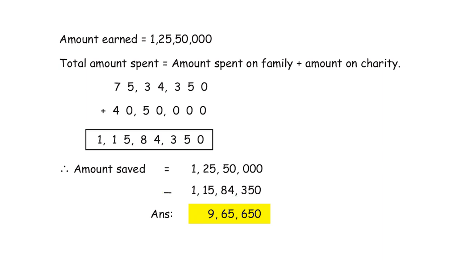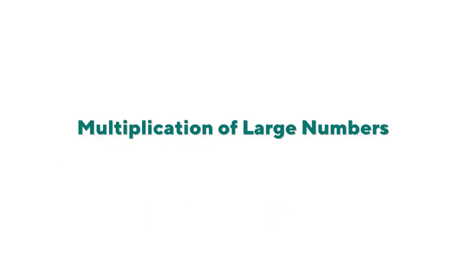If you do the subtraction, again remember when you do the subtraction you go from the right to the left. If you do the subtraction, this is the answer you get, 9 lakh 65,650. Now let's learn about multiplication of large numbers.